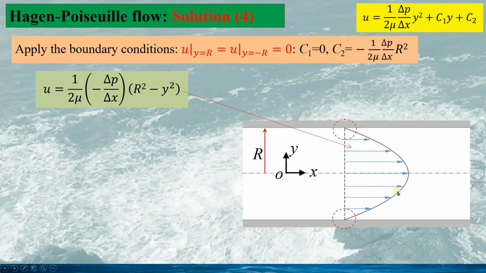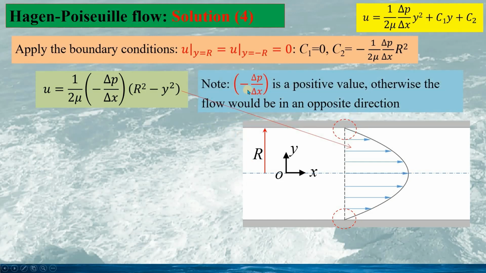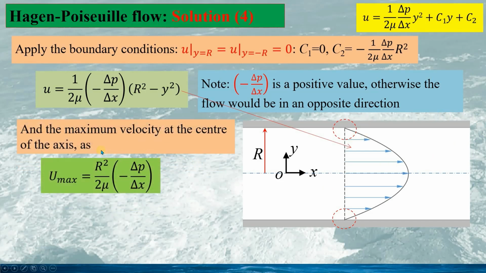And we can see the velocity distribution would be parabolic. We can see here, we put minus ΔP over Δx as the value since it is positive in this case. Otherwise, the flow would be in the opposite direction. And obviously, we can see the maximum velocity would be at the center, when y equals 0. So the maximum velocity would be given as this here.